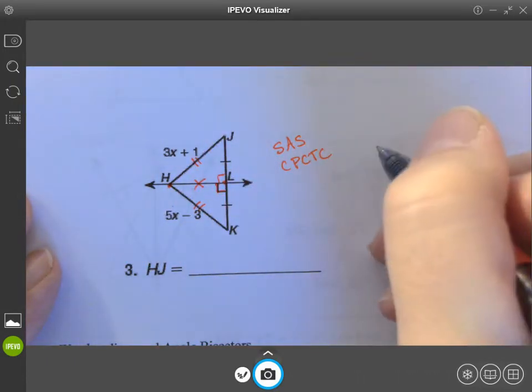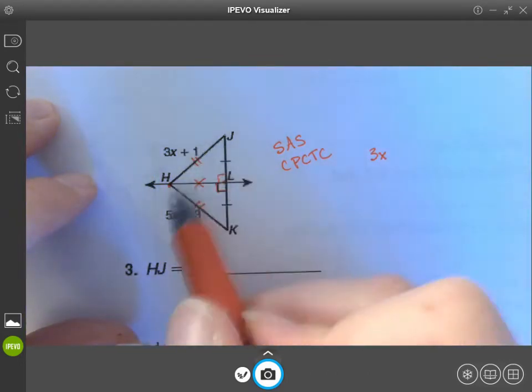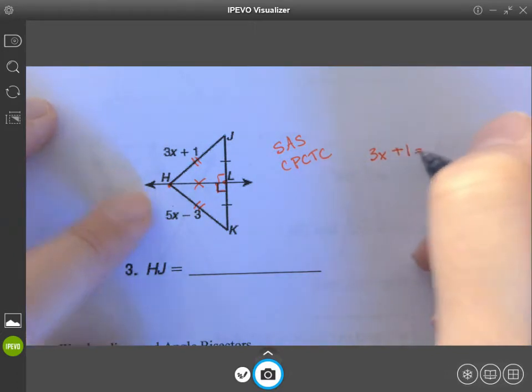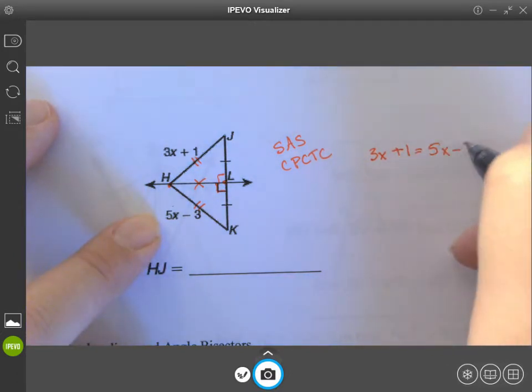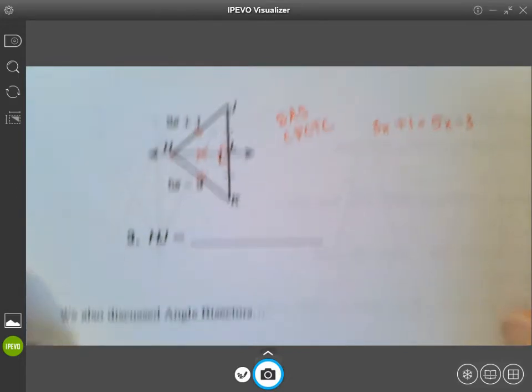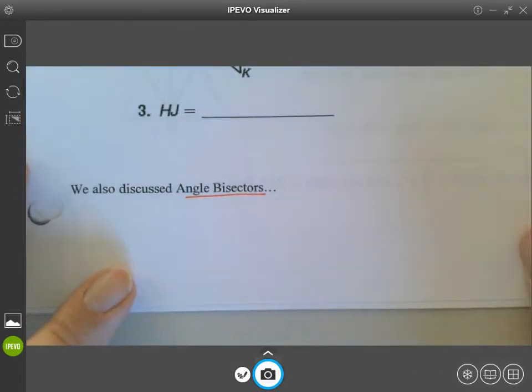But I have some algebra to do. So to find x, I need to find the length of AG, or HG. Just making stuff up, this equals 5x minus 3. So I'm going to move on, but you're going to take the time, you're going to solve that, and then find HJ. Okay, now this is on a different page. Don't ignore me because you're going to have time to come back and do some of this on your own.